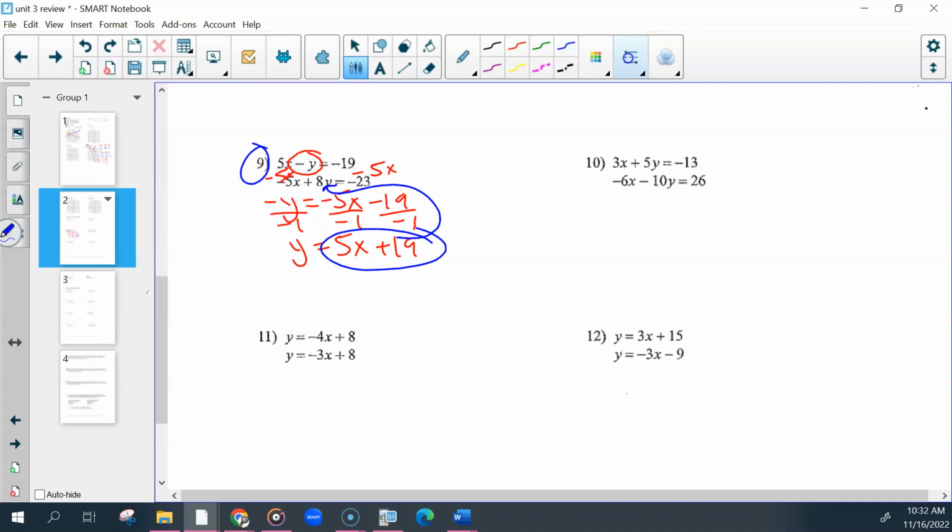Again, if the arrows help you, do that. So for this second equation, we have negative 5x plus 8 times the equation we just found, 5x plus 19, equals negative 23. Then you would solve, distribute.